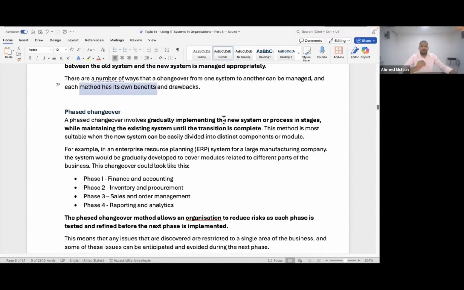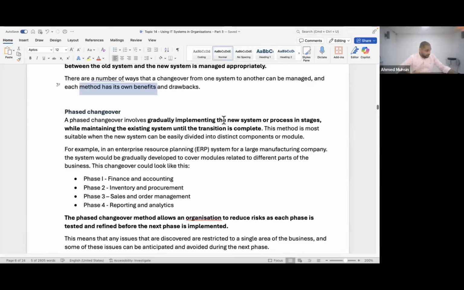Method number 1 is something which we call phased changeover. You know what phased changeover means? You don't implement the new system over the whole company. No, you implement the system department by department. You get it? So say, for example, Platinum comes up with a new system. We first implement it only in the attendance department. And we see how the system is working. And whatever problems come up, we fix it. Once we are satisfied with how it's working in student attendance, then we apply it to student marks. Then we apply it to finance. Then we apply it to the other departments at Platinum.